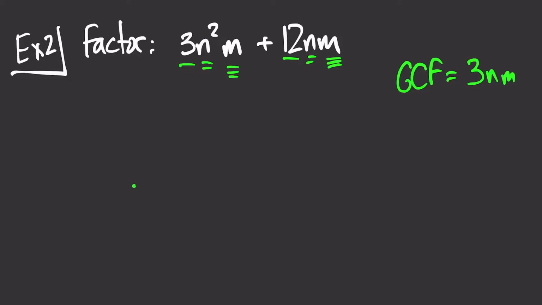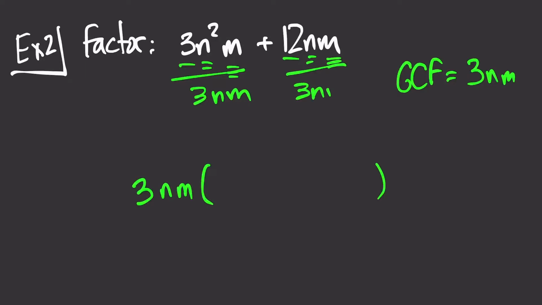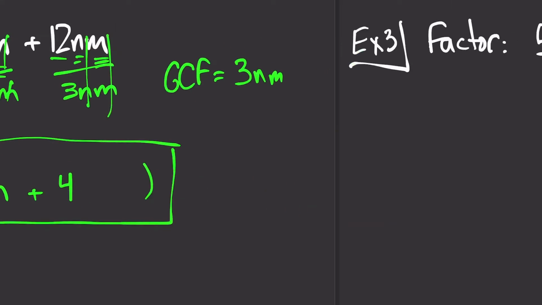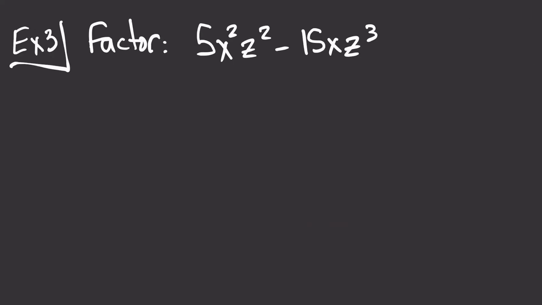So now I write down 3nm and a set of parentheses. Now I divide this by 3nm, and I divide that one by 3nm. 3 divided by 3 is just 1. N squared divided by n is just n. The m's cancel. Plus 12 divided by 3 is 4. N divided by n cancels. M divided by m cancels. And here is my final answer. I'm not going to take the time to distribute this. You can do it on your own and verify that it does indeed work.